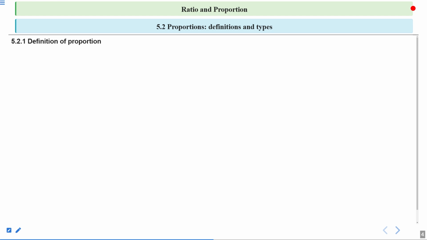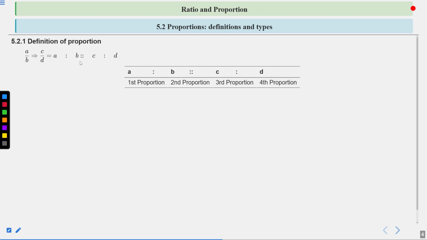Definition of proportion. Definition and types. So first we see the definition of the proportion. So A upon B equals to C upon D. We can write it in the form of A ratio B, and double colon is representation of the proportion. So we get A ratio B proportionate C ratio D. So in this form, A is called first proportion, B is called second proportion, C is called third proportion and D is called fourth proportion.